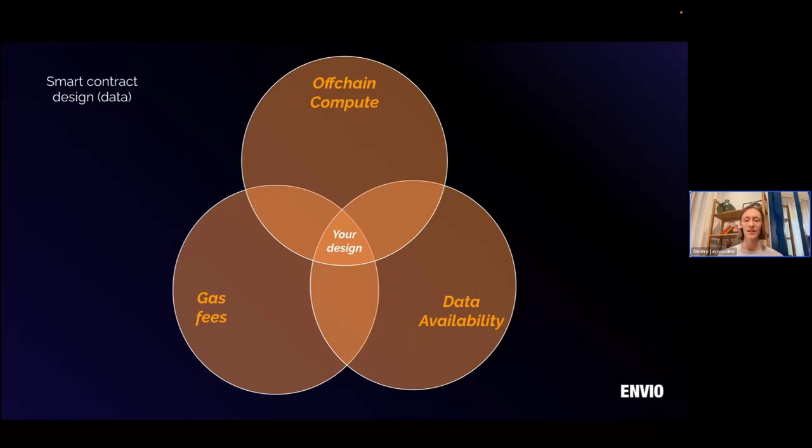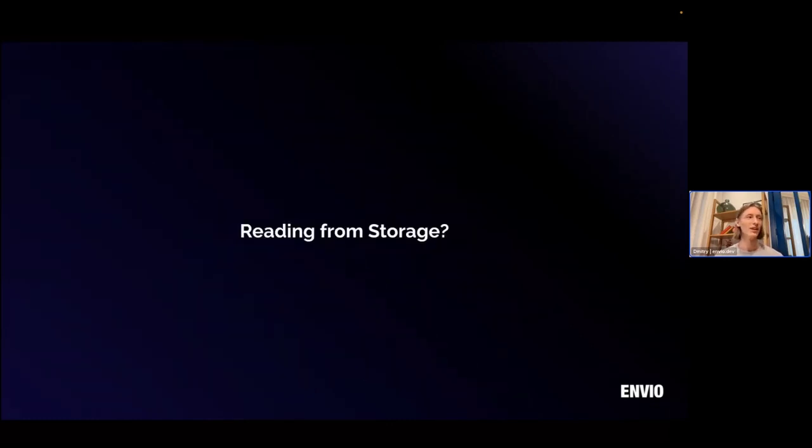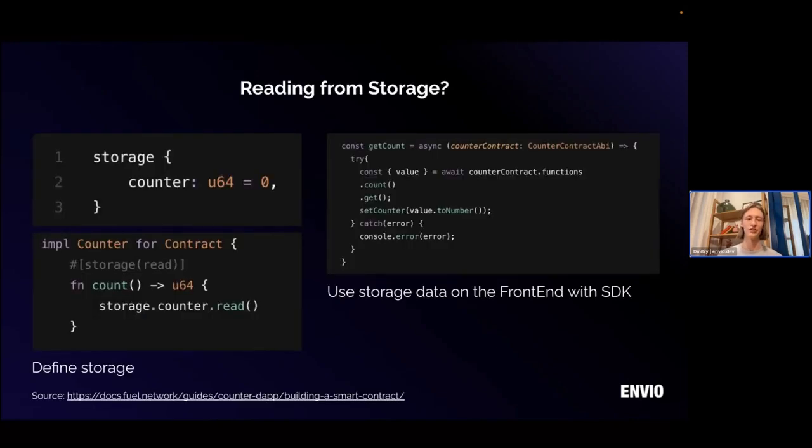And indexers help in it, and now I'm going to tell you why. But first, let's start with alternatives, and the simplest one is reading data directly from the smart contract or from storage. And here's an example of how it's done on Fuel, and it's actually quite straightforward.